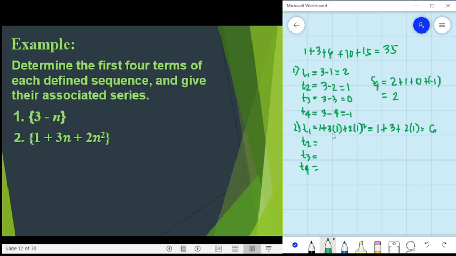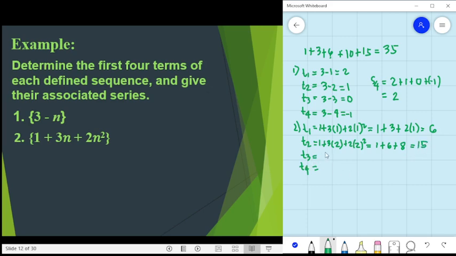Next, we have to substitute the n with number 2. So we have 1 plus 3 times 2 plus 2 times 2 squared. This is equal to 1 plus 6 plus 2 times 2 is 4, times 2 is 8. So therefore, the sum is equal to 15.